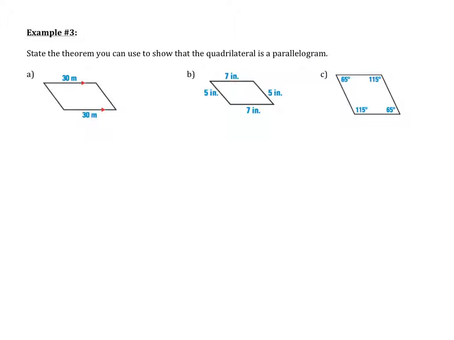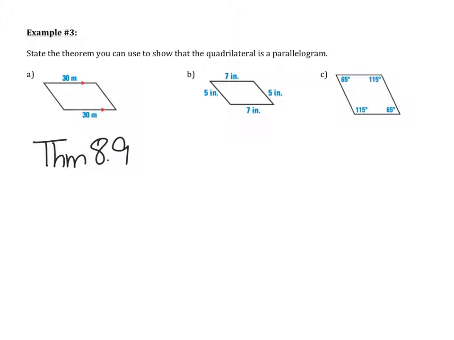Example number 3 says, state the theorem you can use to show that the quadrilateral is a parallelogram. For part A, we see that we have a pair of sides that are congruent and parallel. So that would be the theorem that states that if one pair of opposite sides of a quadrilateral are congruent and parallel, then the quadrilateral is a parallelogram, which was theorem 8.9.